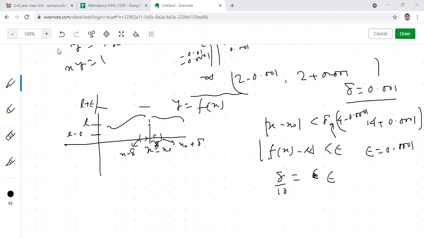So here you can find that delta and epsilon are comparable. That means if delta is small, epsilon is small. But in the next case, for the 1 by x case, whenever we are taking say delta equal to 0.001, epsilon is varying from plus infinity to minus infinity. So that's why delta and epsilon are not comparable. So that's why the limit doesn't exist.